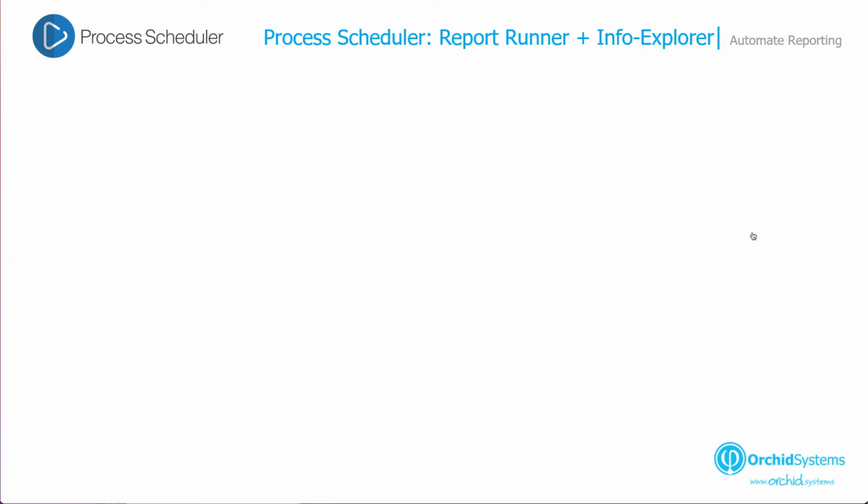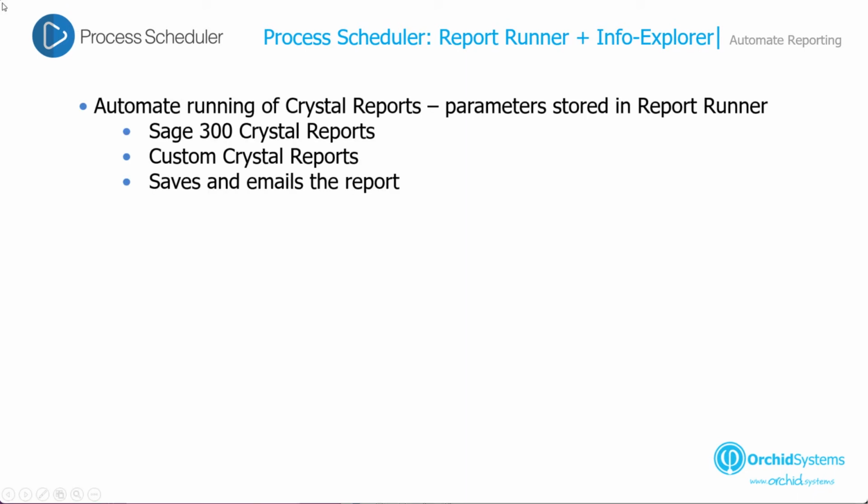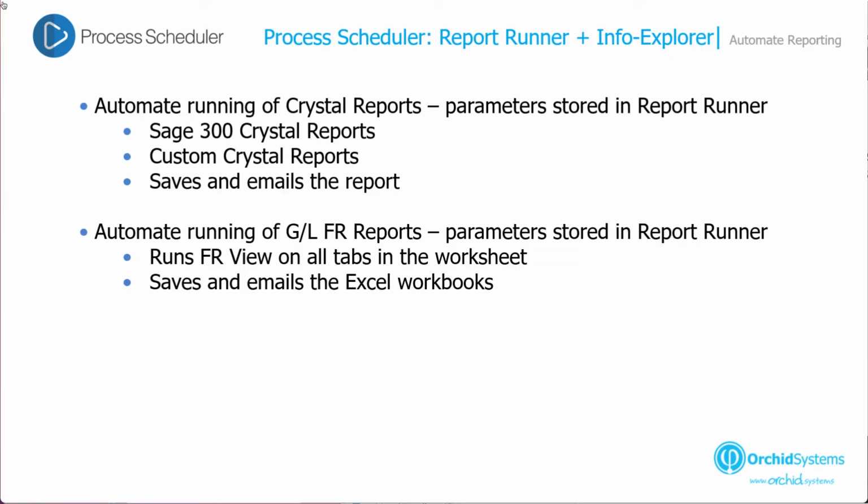Process Scheduler allows you to schedule repetitive tasks in Sage 300, but when used in conjunction with Report Runner and Info Explorer, it allows you to automate Crystal Reports. The parameters for the Crystal Reports are stored in Report Runner, and then these reports can be scheduled by Process Scheduler. These could be either your Sage 300 Crystal Reports or your custom Sage 300 Crystal Reports. When run through Process Scheduler, they are saved and emailed as per the configuration.